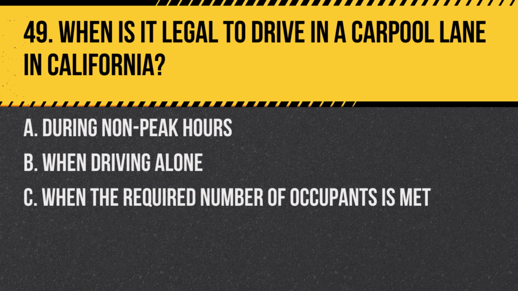Question 49. When is it legal to drive in a carpool lane in California? A. During non-peak hours. B. When driving alone. C. When the required number of occupants is met. Answer. C. When the required number of occupants is met. Carpool lanes in California can only be used when the vehicle meets the minimum occupancy requirements posted.